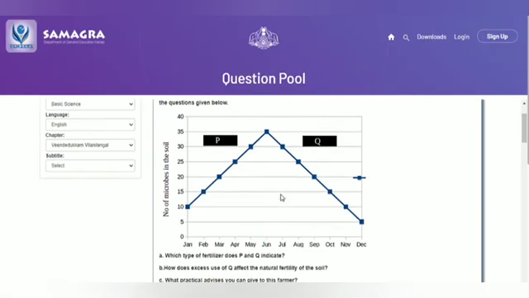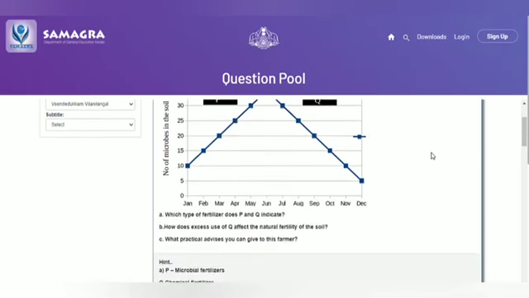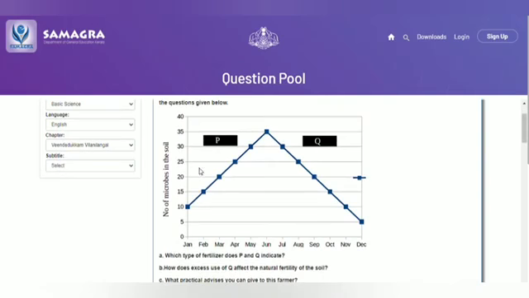Sixth chapter. That is first question. A farmer added fertilizer P along with biofertilizer in the field from January to June and fertilizer Q from July to December. The difference in the number of microbes during this period is represented in the graph. Analyze the graph and answer the following questions. On the x-axis it is given the month and on the y-axis the number of microbes in the soil, with readings from 0 to 40.